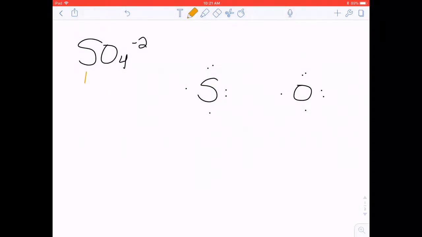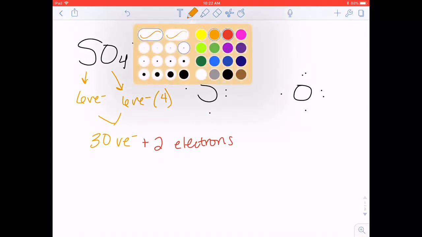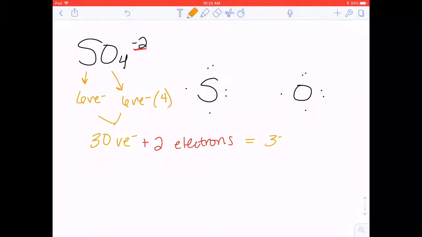So sulfur will have 6, and oxygen will also have 6. And because there are 4 oxygen, you're going to multiply this by 4. So if you add all these together, you get 30 valence electrons. And then you have to go back and add the extra 2 electrons because it's a -2 ion. So that means there's 2 more electrons. So you have to add those on. And that will give you 32 valence electrons.